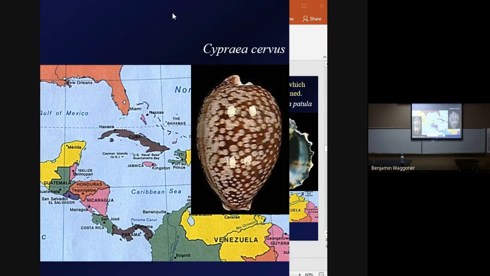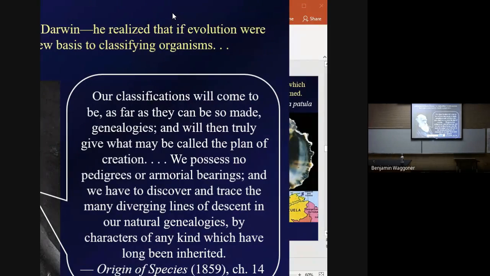We can do a little bit better than this, but I've got to introduce one more topic. Darwin had realized that if evolution was true, it gave you a new way to classify living things. You can classify them based, as best you could, on common ancestry, not simply what they look like, because that's not foolproof, but on what their closest relatives are.